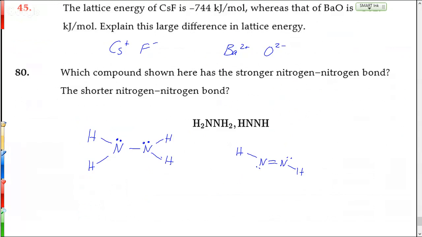So then which one has the stronger nitrogen-nitrogen bond? The second one. And what about the shorter nitrogen-nitrogen bond? Same. It's actually the same. Length correlates with strength, with some exceptions. But when we're talking about multiple bonds, that certainly holds. So multiple bonds are always shorter than their single bonds. Stronger and shorter. All right, what else? Anything else interesting?